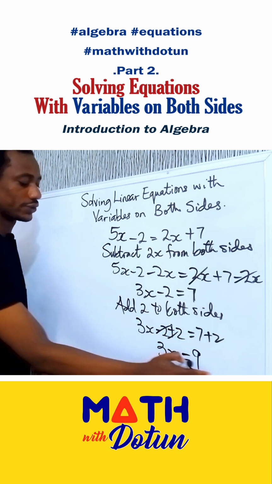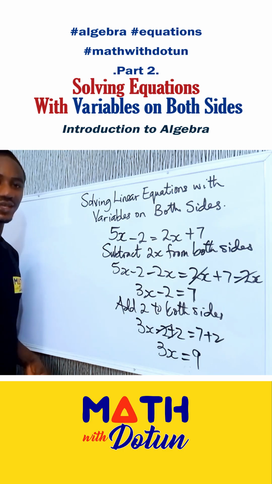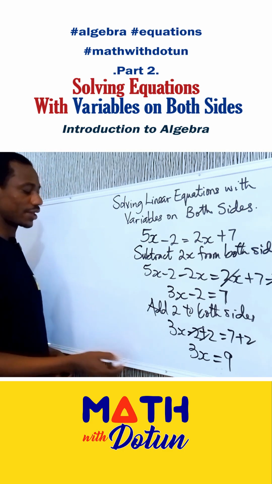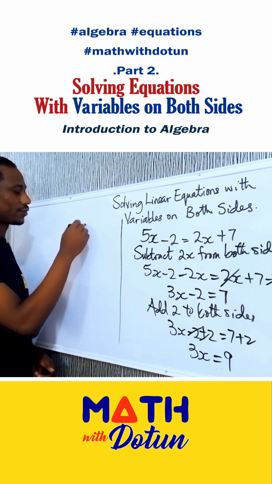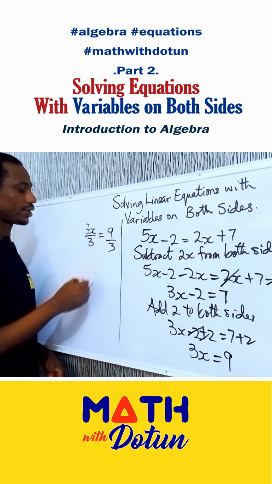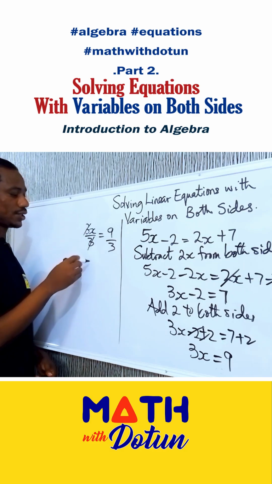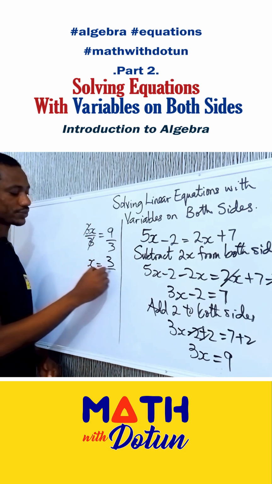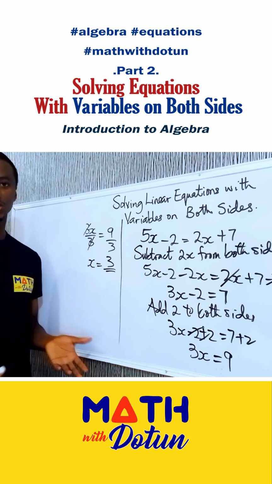And then we divide both sides by 3, right? So if we divide both sides by 3, we're going to have 3x divided by 3, and then 9 divided by 3. So 3 takes 3, and then we have x equals 3, right? So now let's go over the shortcuts.